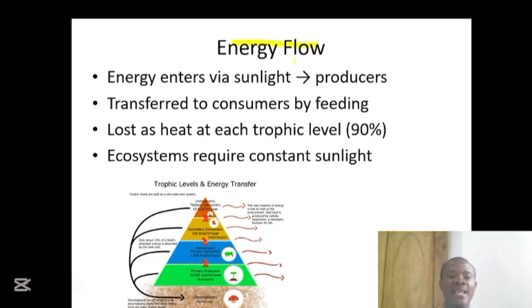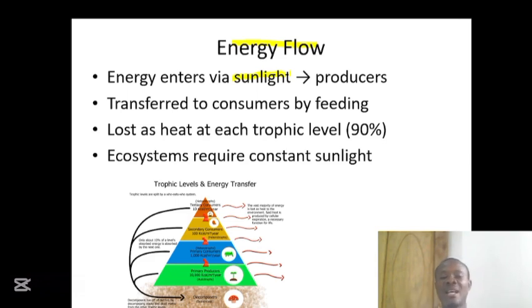So the energy enters the ecosystem via sunlight. So the main source of energy for the ecosystem is sunlight. This sunlight energy is being converted into chemical energy by plants through the process we call photosynthesis. When plants take this light energy, convert it into chemical energy, consumers will come and feed on these plants.